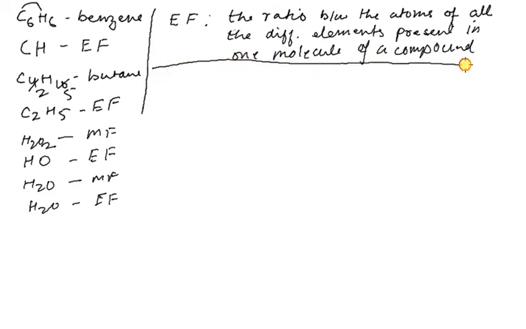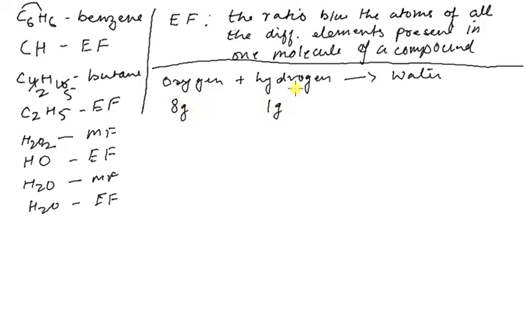How can we find the empirical formula? We'll start with a reaction of oxygen and hydrogen. Oxygen plus hydrogen, I'm deliberately not writing the formula for oxygen and hydrogen, gives us water. Suppose a chemist takes oxygen and hydrogen, reacts both of them, and gets water. He took 8 grams of oxygen and 1 gram of hydrogen, and when he reacted them, he got 9 grams of water.